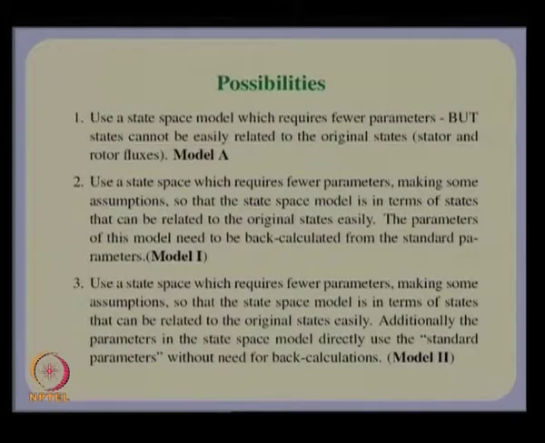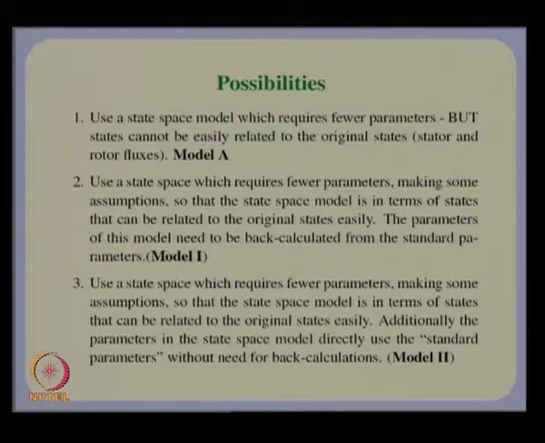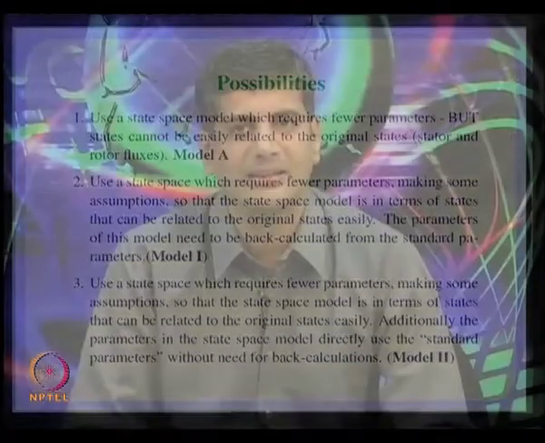Now, what is the way around this? There are 3 possibilities. One of the possibilities is to use a state space model which requires fewer parameters. We require 8 parameters to get the original model in the original states, that is the stator and rotor fluxes. But one can imagine a state space model which requires fewer parameters and is in terms of other states, which are algebraically related to the stator and rotor fluxes.